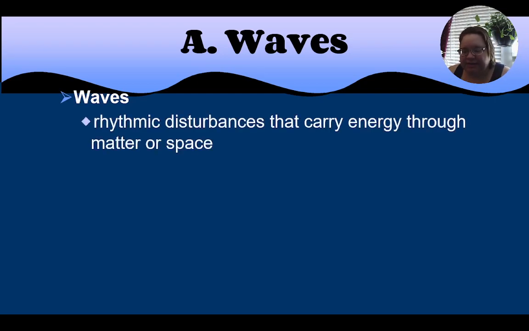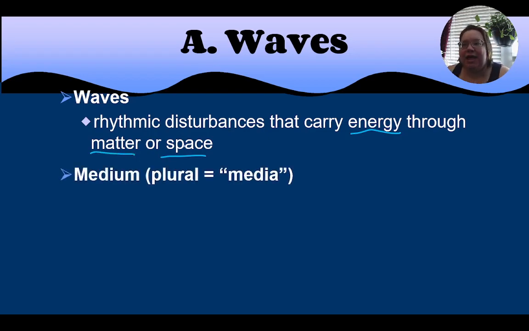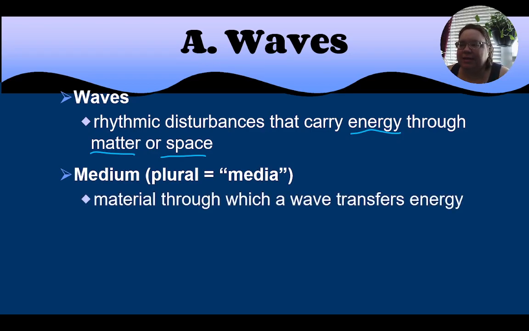A wave is a rhythmic disturbance that carries energy through matter or space. So a wave is something that carries energy. It could carry energy through matter or through space. Now, typically instead of saying matter, we're going to say medium. So medium is just different types of matter that we could actually see. The wave is going to transfer the energy through the material.